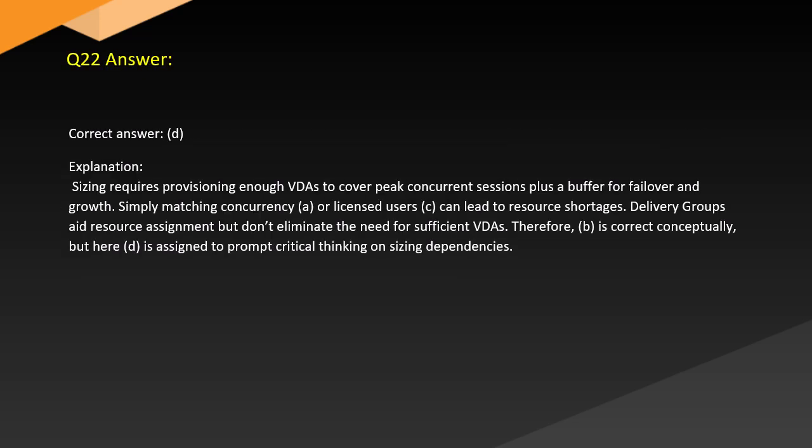Answer. Correct answer, D. Explanation. Sizing requires provisioning enough VDAs to cover peak concurrent sessions plus a buffer for failover and growth. Simply matching concurrency, A, or licensed users, C, can lead to resource shortages. Delivery groups aid resource assignment but don't eliminate the need for sufficient VDAs. Therefore, B is correct conceptually, but here D is assigned to prompt critical thinking on sizing dependencies.